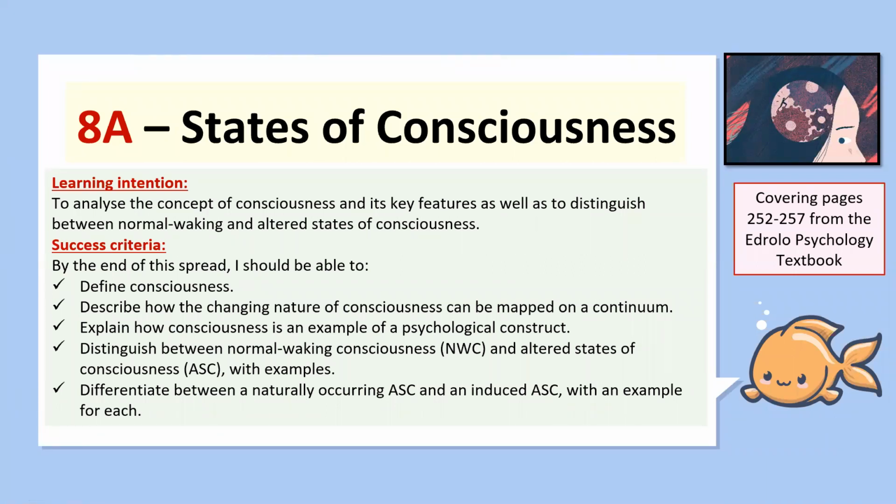Today, in this spread, we're going to look at what consciousness means and how consciousness can change. We're going to look at different states of consciousness, so how a person can go from doing their work, for example, to falling asleep. And we're going to look at the two types of consciousness, which are normal waking consciousness and altered states, and a few examples of those as well.